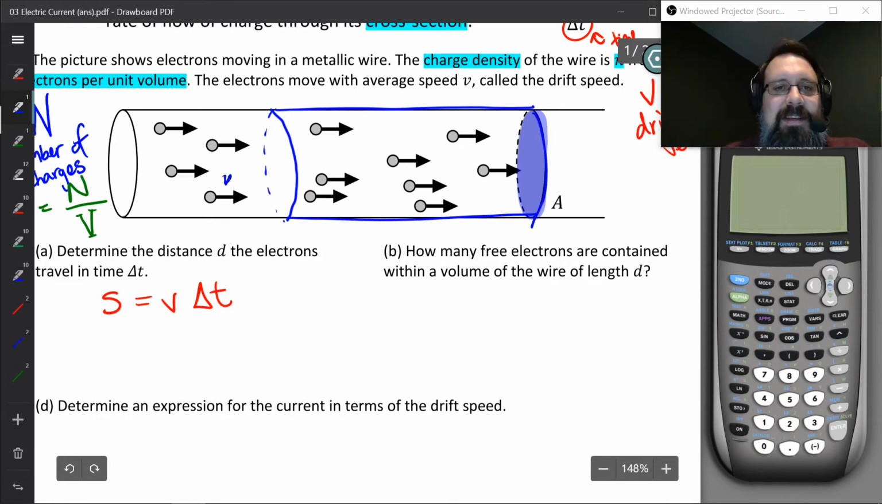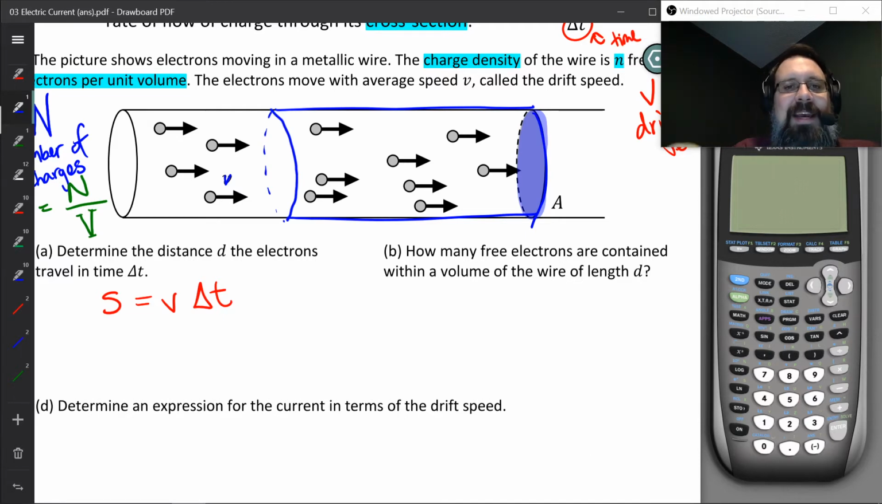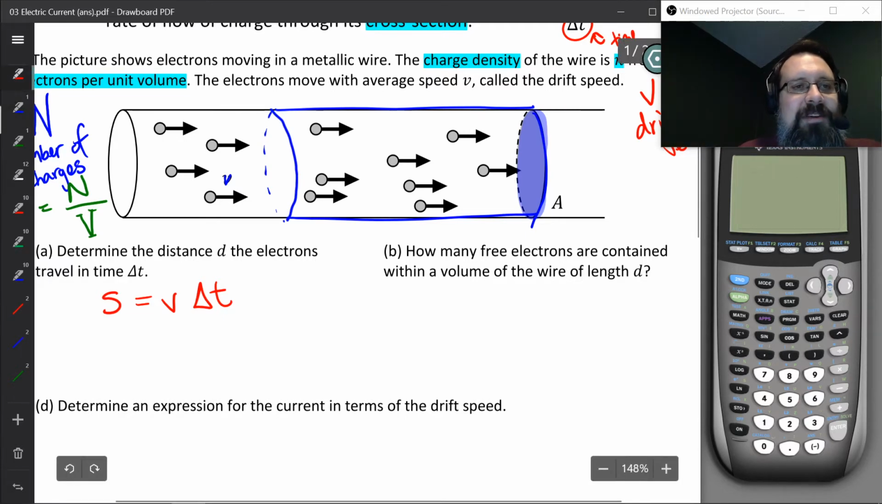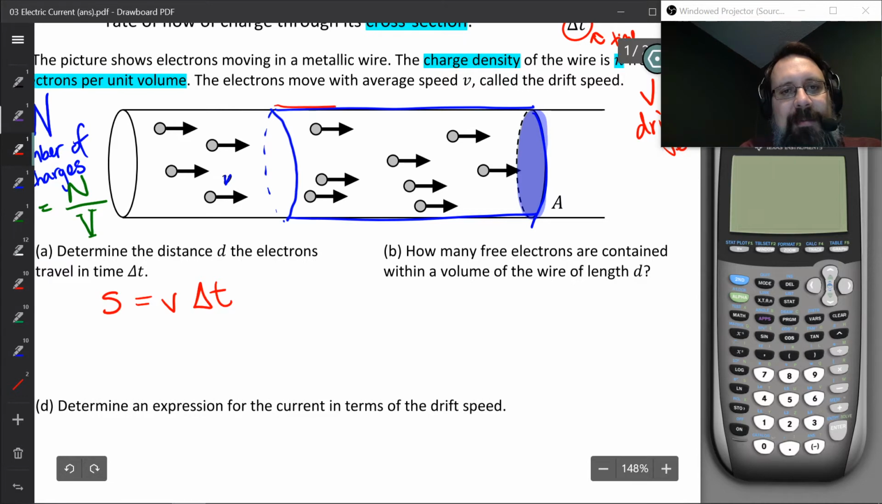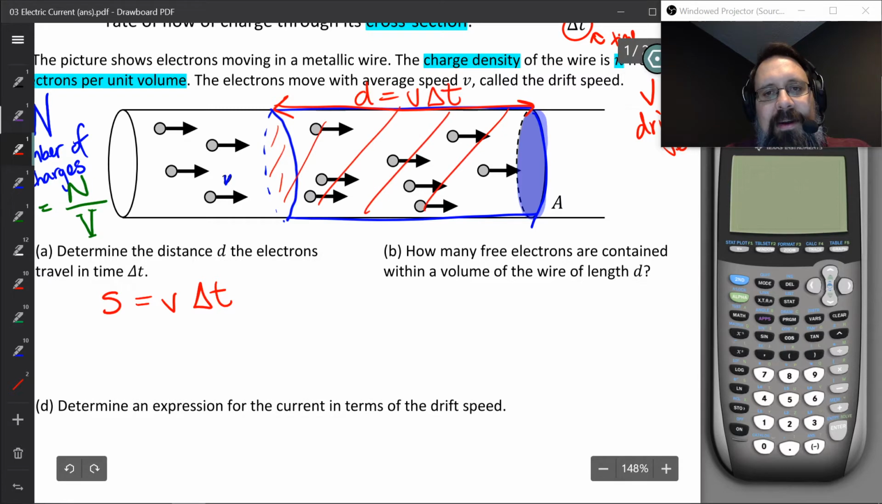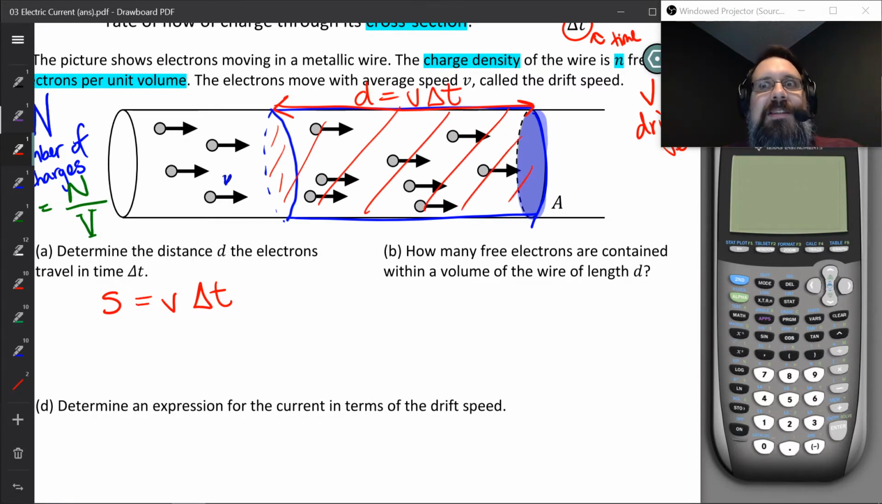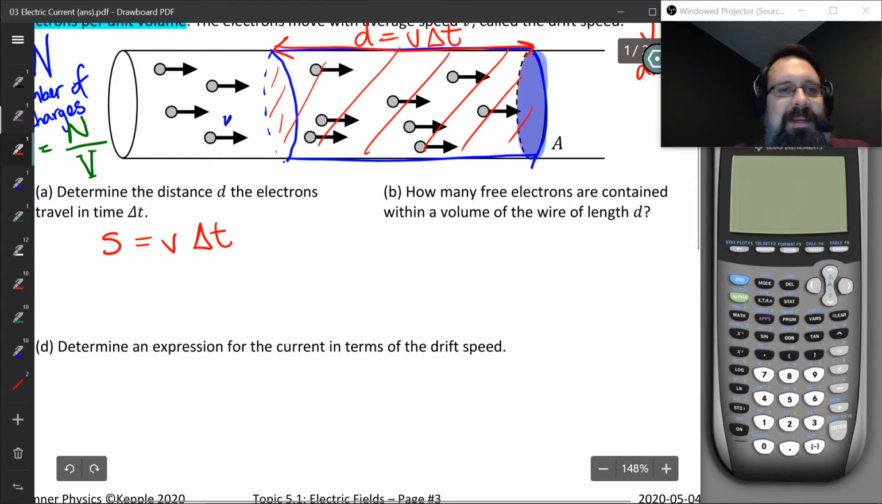Imagine you have this cylinder. The basic idea is that any electron that's within that cylinder will be able to travel this distance in that amount of time. So it's v delta t. If there's an electron anywhere within this cylinder, it will pass through that cross-sectional area in the time delta t. That's just distance equals velocity times time.